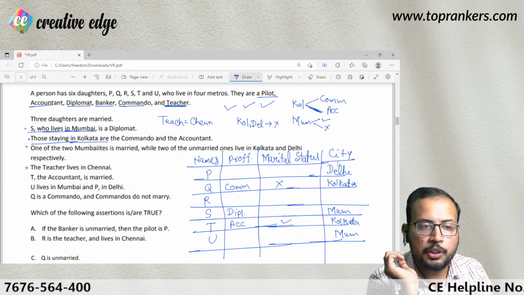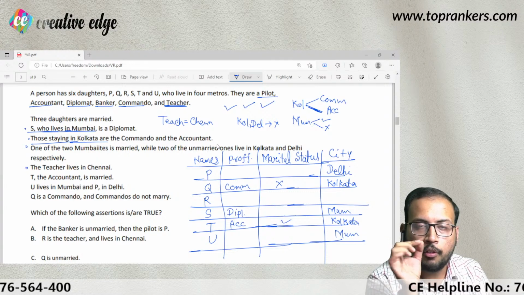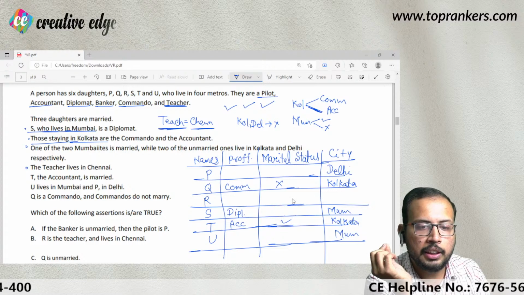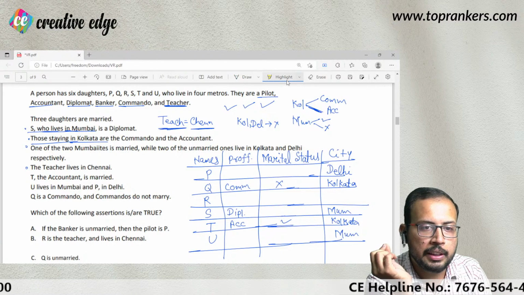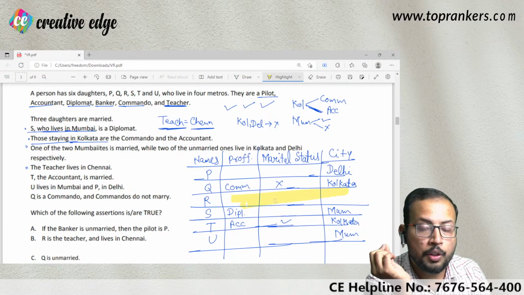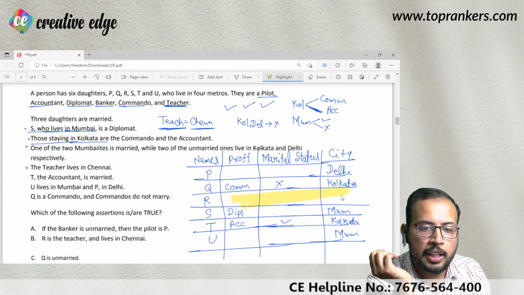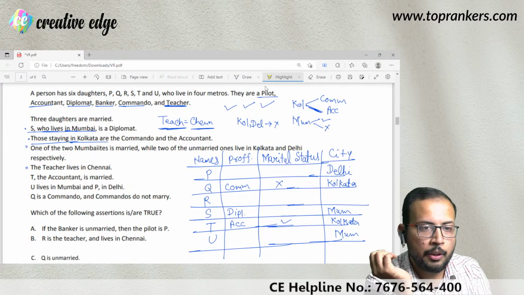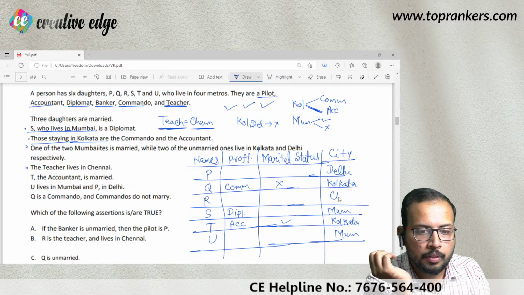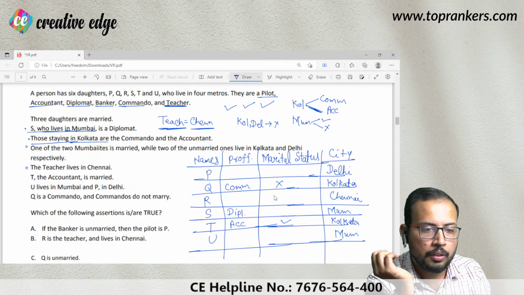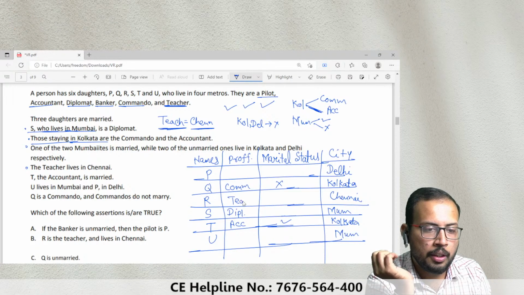Now I hope everyone is realizing that we have only one person, one profession left who is teacher who lives in Chennai. So you can see that this is the only row which is left. So I should fill it with city to be Chennai and profession to be teacher.